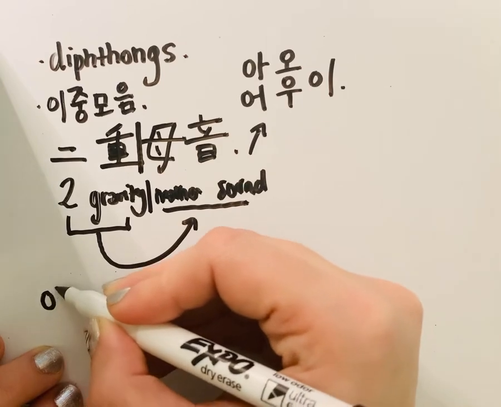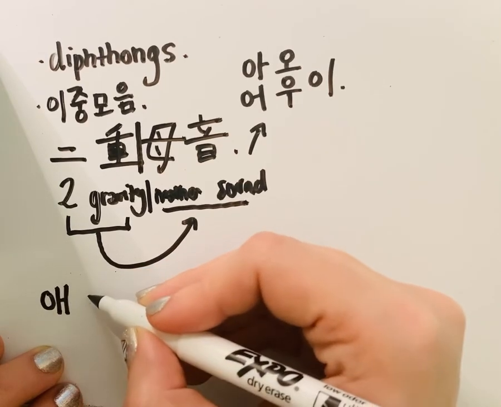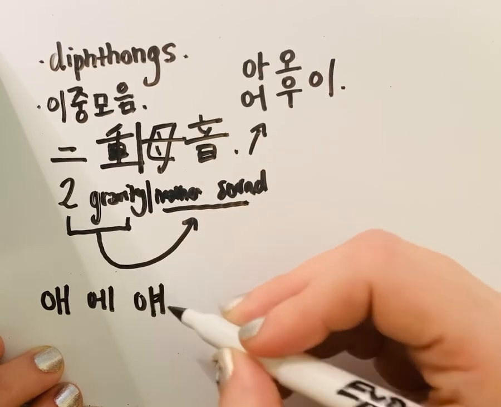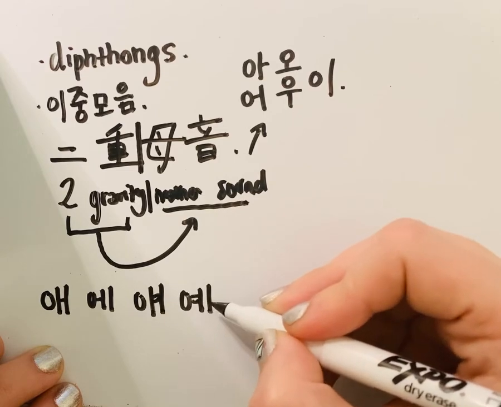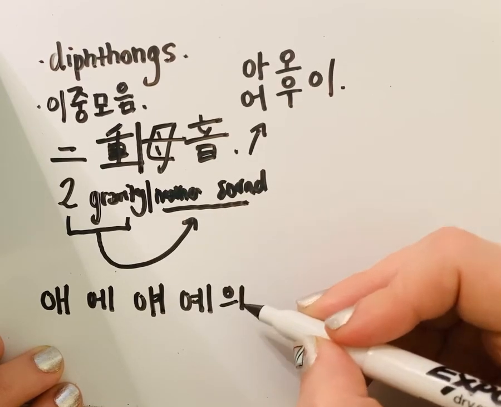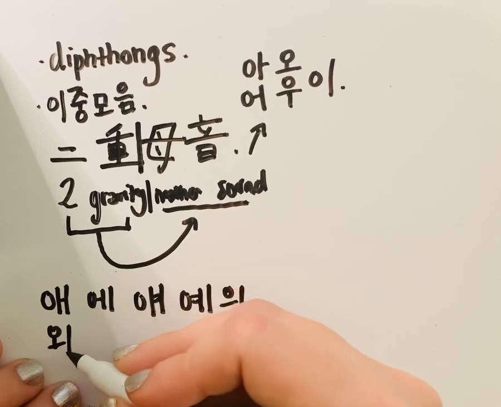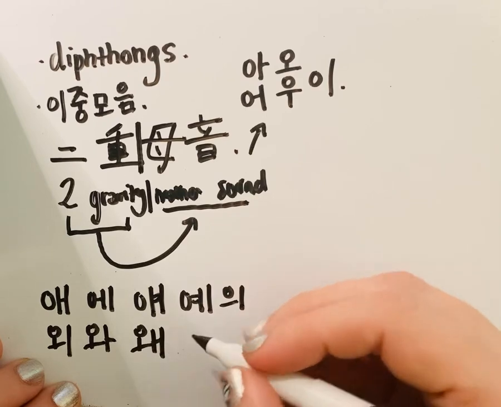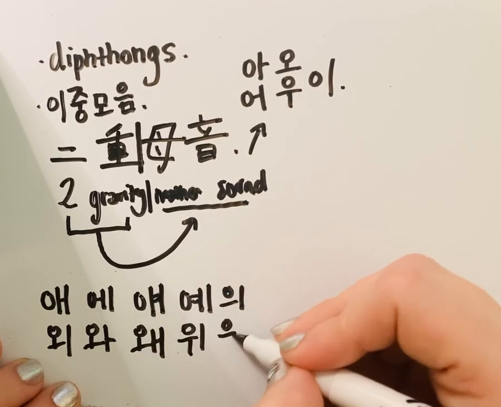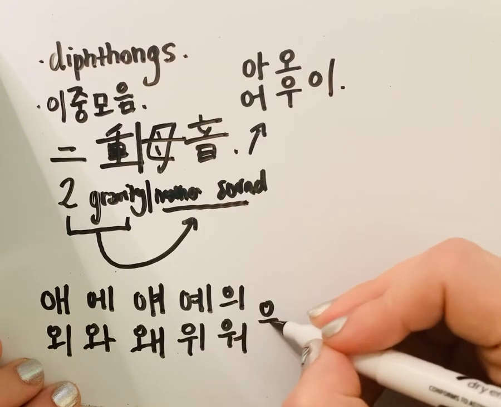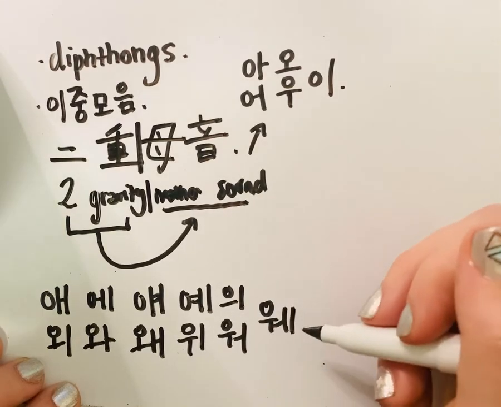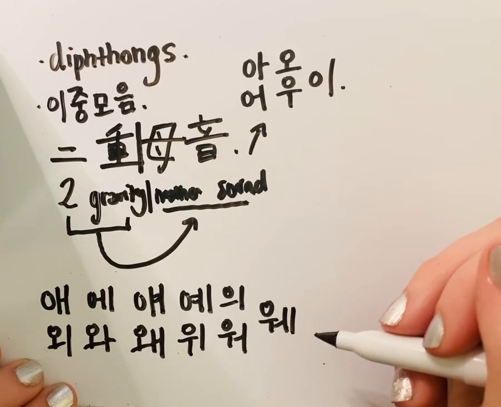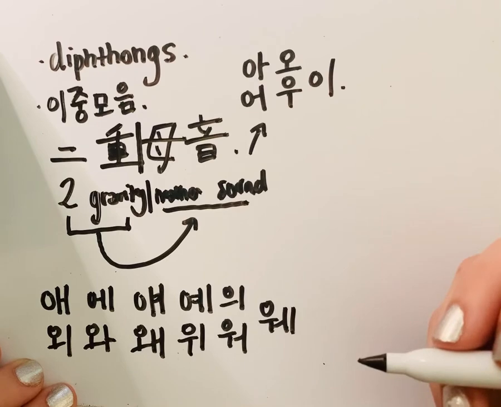We have 애, 에, 얘, 예, 와, 왜, 외, 워, 웨, 위, and finally, 의. And this one's not too common, but you do see it in certain words. So let's go through what I went through last time in terms of how we get to these sounds.